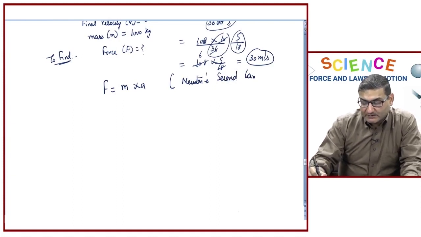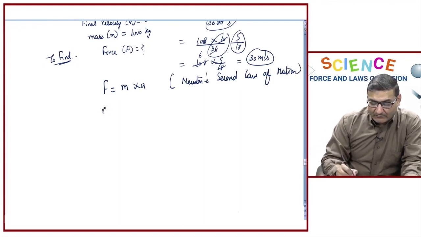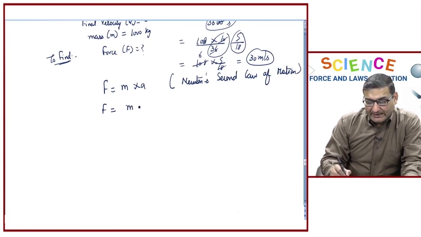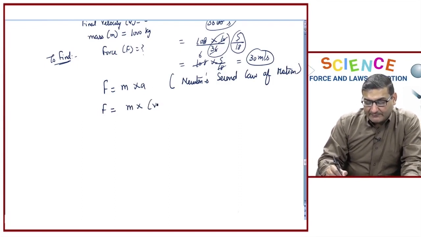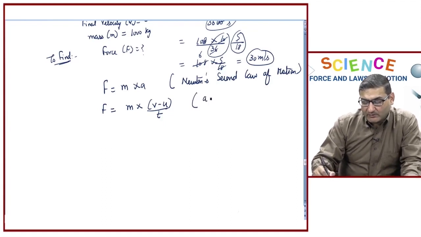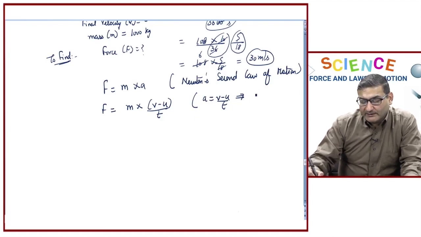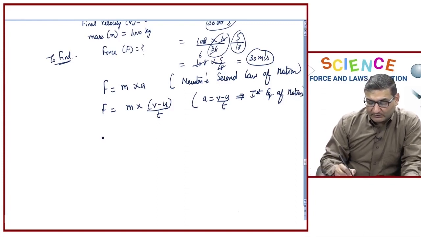This is as per Newton's second law of motion. Now as per it, F is equal to m into a can be written as m into (v minus u) upon t. Why? Because a is equal to v minus u upon t. From where did it come? From the first equation of motion, right? So now simply we need to put the values.